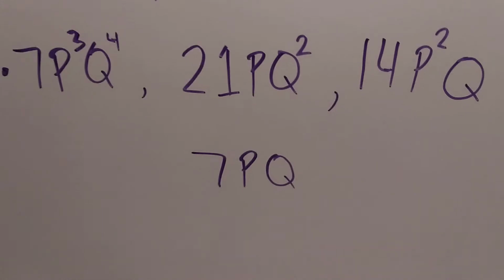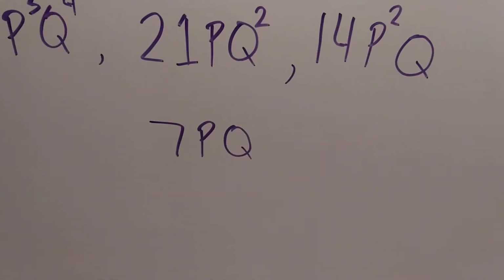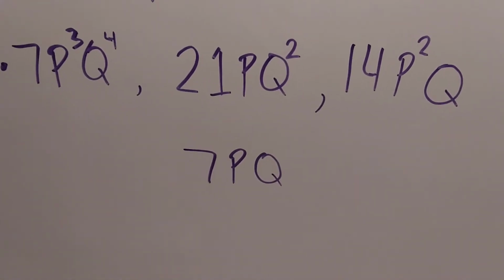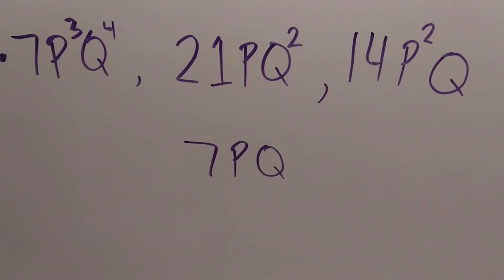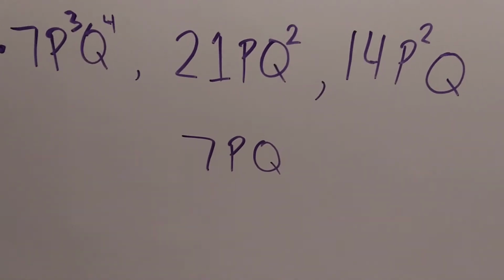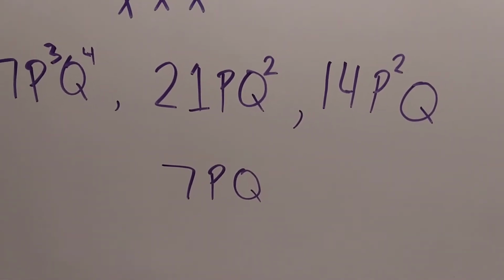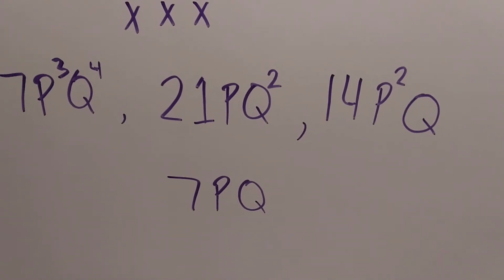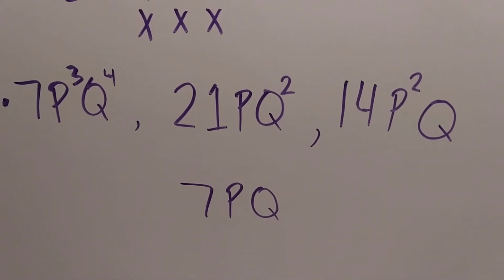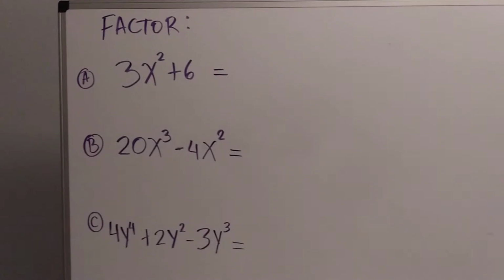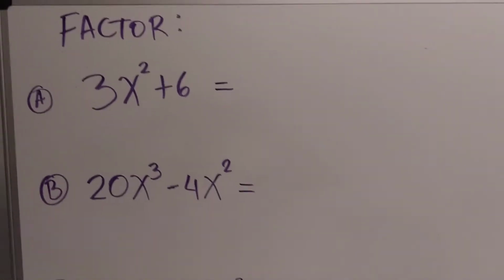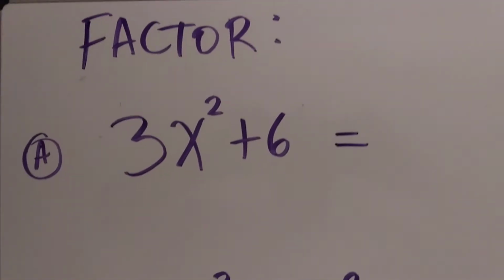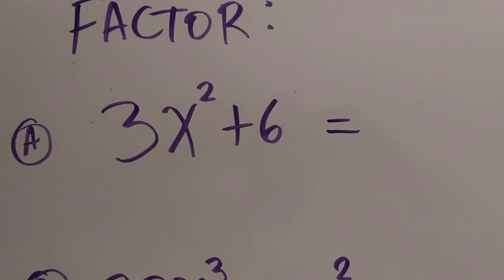So the one term that they all have in common is they all have a factor of 7, a factor of P and a factor of Q. Okay, we're going to go ahead and continue working with this so that I can show you with further examples. Here we have 3 examples that we're going to be working with so that I can show you what I mean as to the process of factoring.